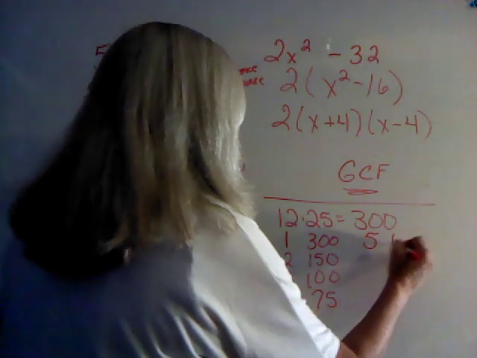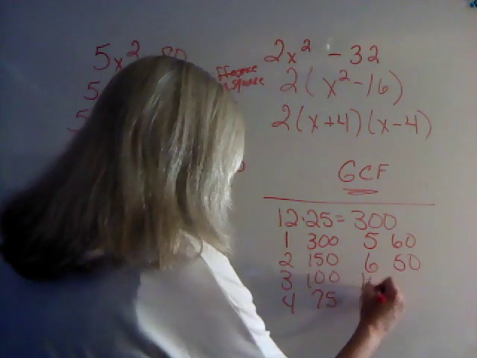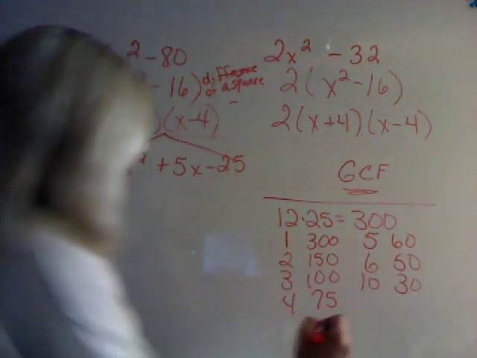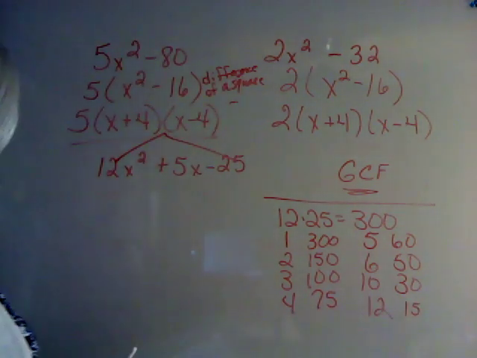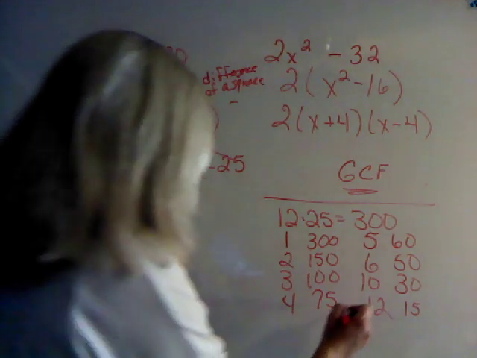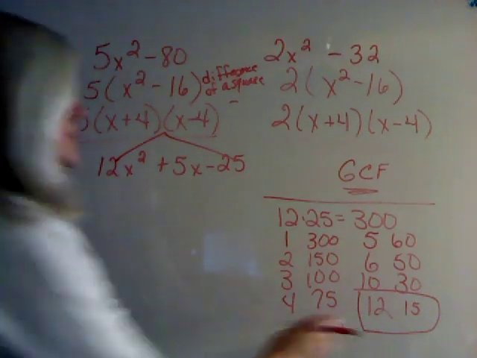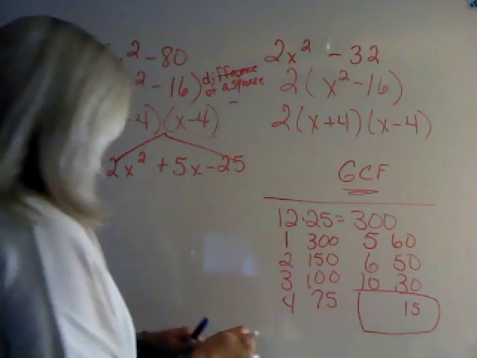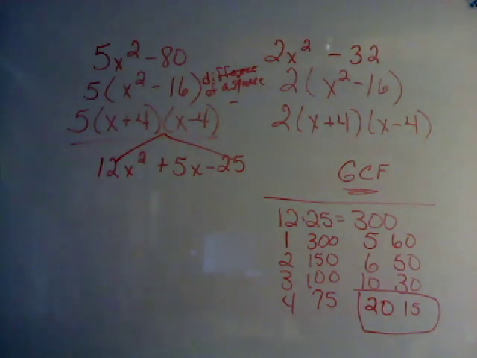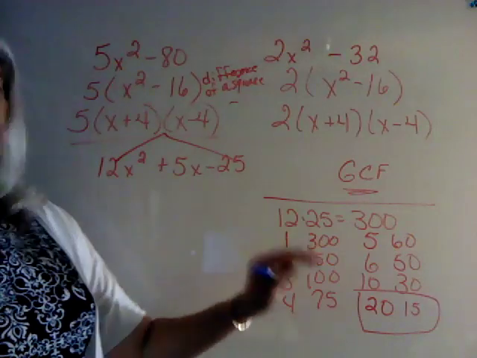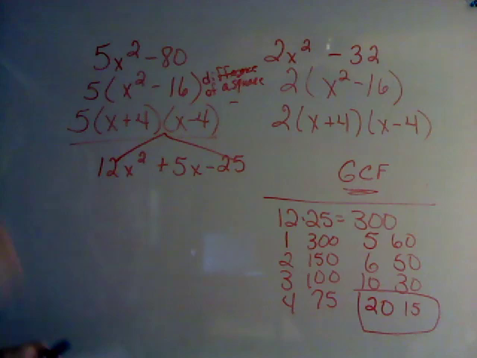5 times 60, 6 times 50, 10 times 30, 12 times 15, and then right here I have found what I am looking for. Okay, sorry about that. This should be 20 times 15. Now I have found what I am looking for. So 20 times 15 would give me 300, not 12 times 15. Okay? So now I can use my general factoring rules.